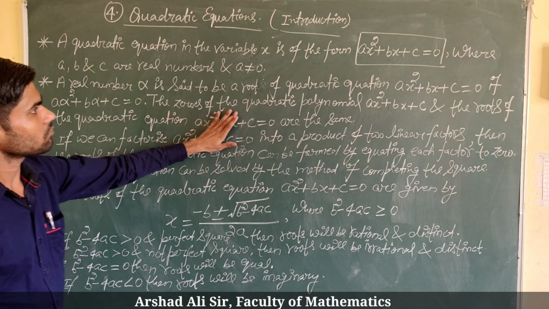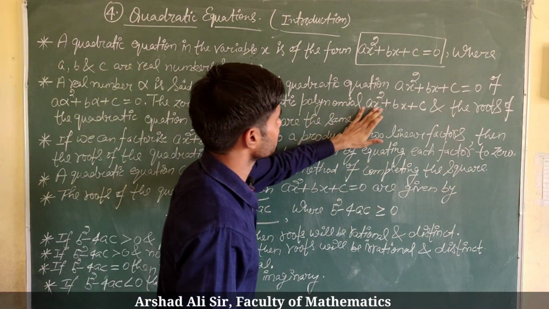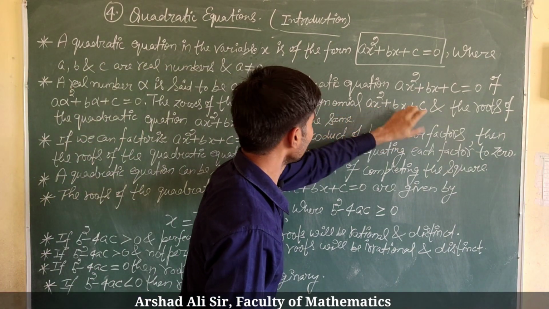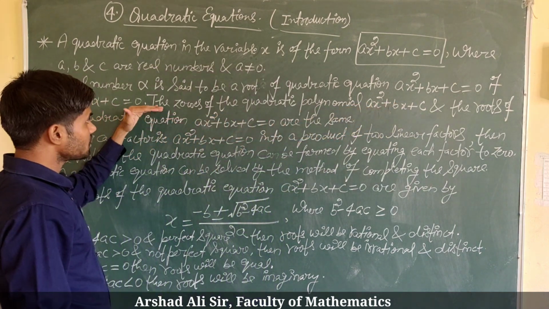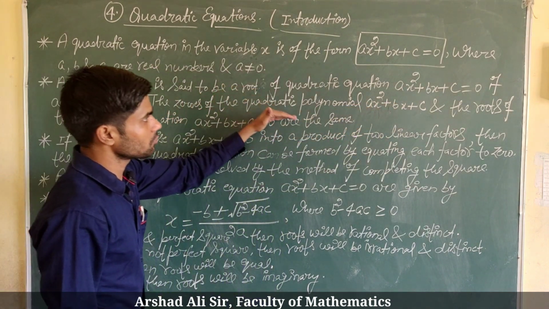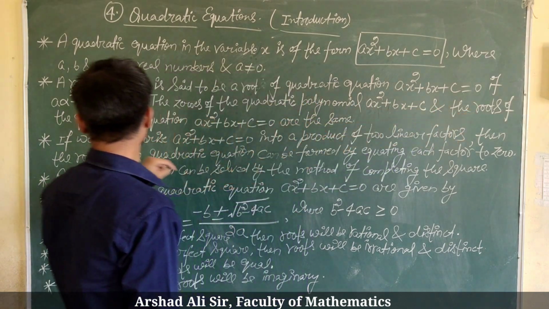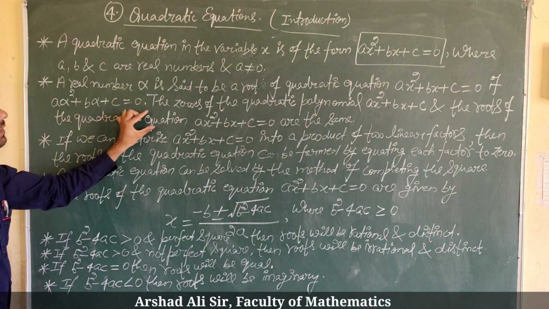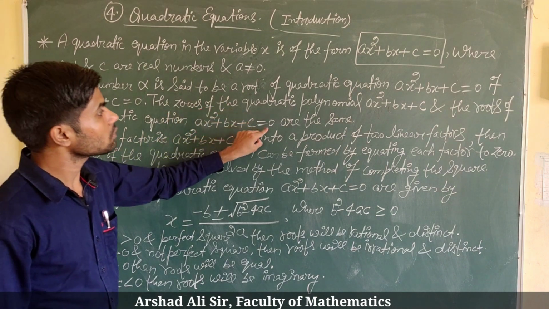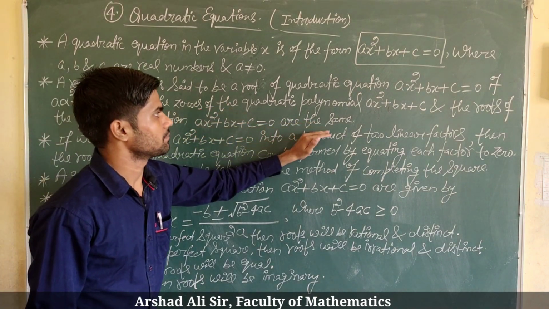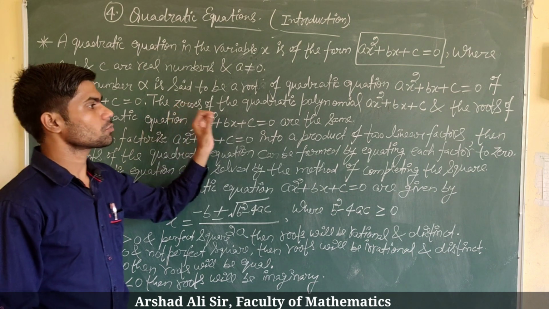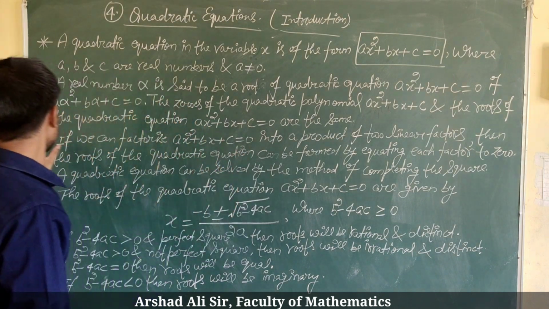The zeros of the quadratic polynomial ax square plus bx plus c. Okay, I repeat this sentence again. The zeros of the quadratic polynomial ax square plus bx plus c and the roots of the quadratic equation ax square plus bx plus c equal to 0 are the same. This is one of the most important points.